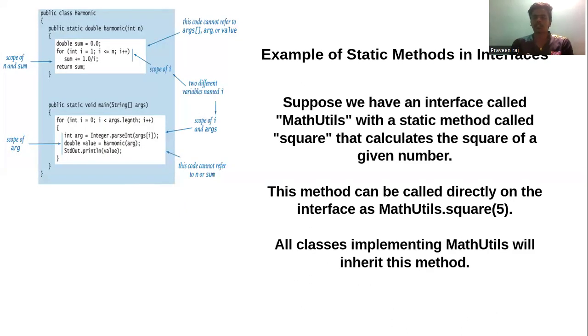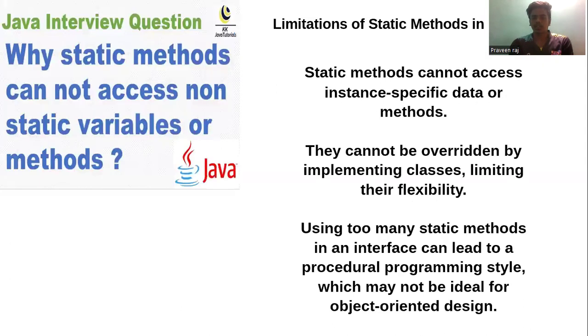Examples of static methods in interfaces. Suppose we have an interface called MathUtils with a static method called square that calculates the square of a given number. This method can be called directly on the interface as MathUtils.square(5). All classes implementing MathUtils will inherit this method.